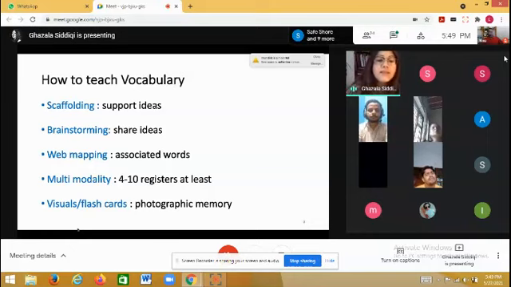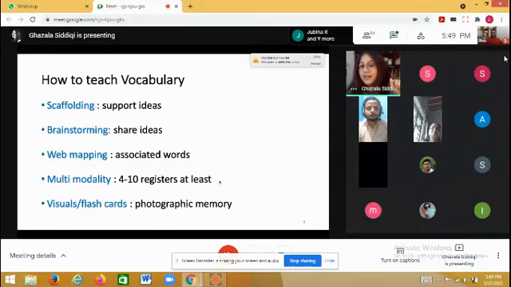Then another technique is multimodality. Multimodality refers to the usage of LSRW. As ELT teachers, I'm sure all of you know that. What is LSRW? Listening, speaking, reading, and writing. So when you teach a word to a child, try to use all these skills, all these basic fundamentals. They must learn the word by writing. They must learn the word by listening. They must learn the word by speaking. So you are using a multimodality approach here.